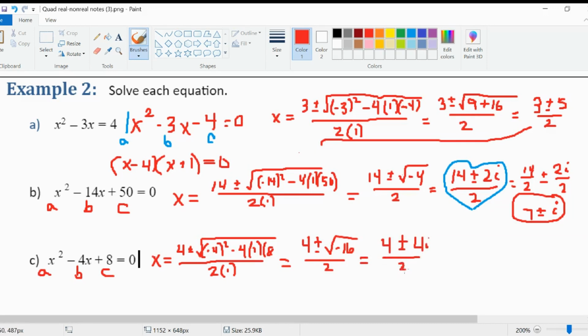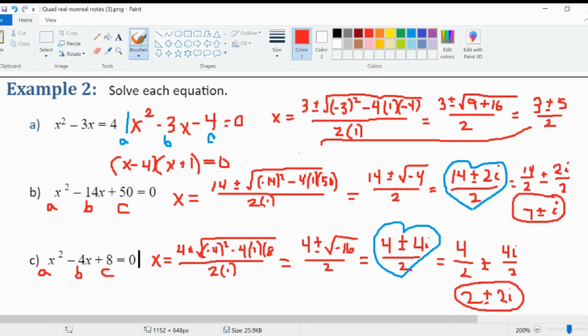And this one we can break apart again. So anytime we have that sum in the numerator, we can break that up. And that's going to give us a result of 4 over 2 plus or minus 4i over 2, which both 4s are divisible by that 2, so we're going to rewrite this as 2 plus or minus 2i. And there's going to be our 2 solutions.